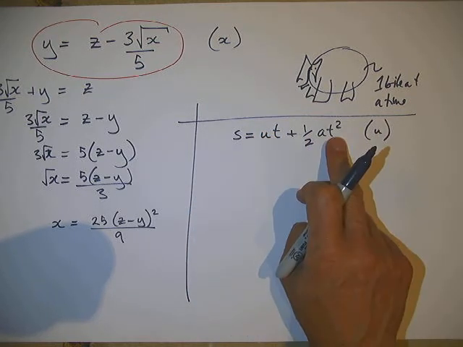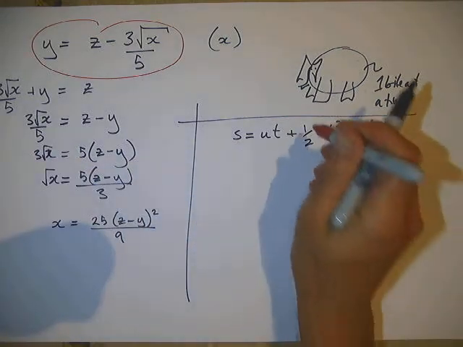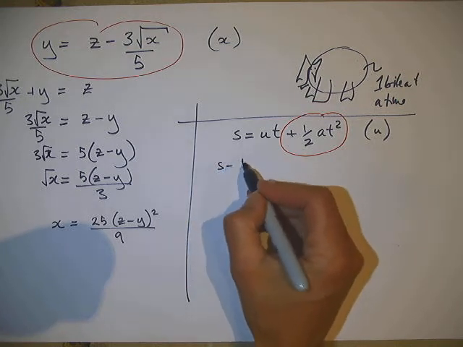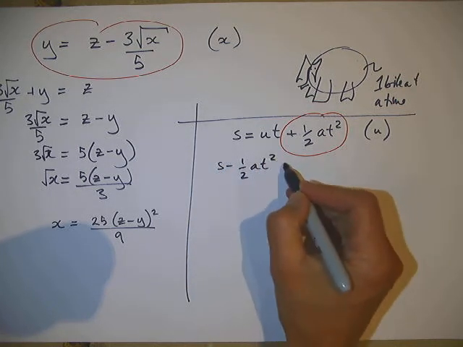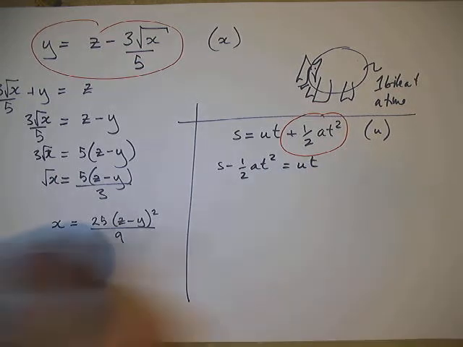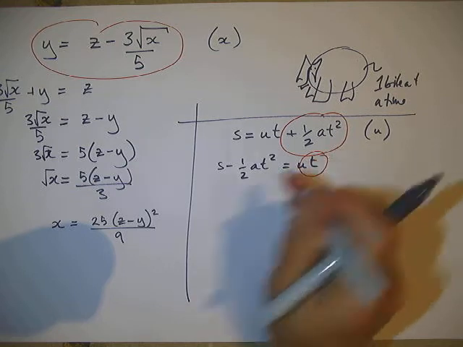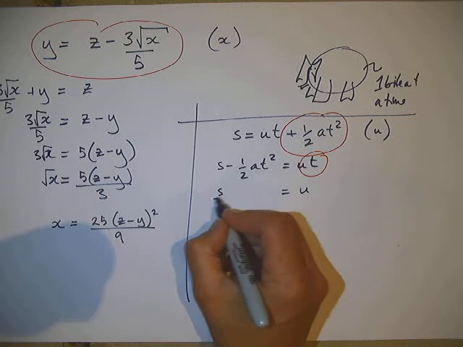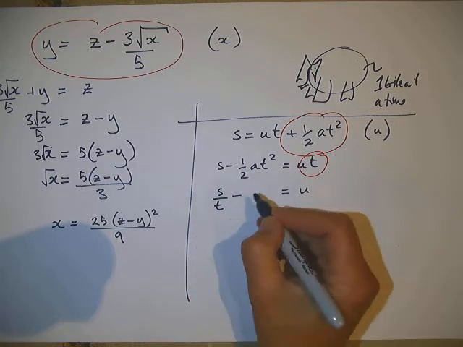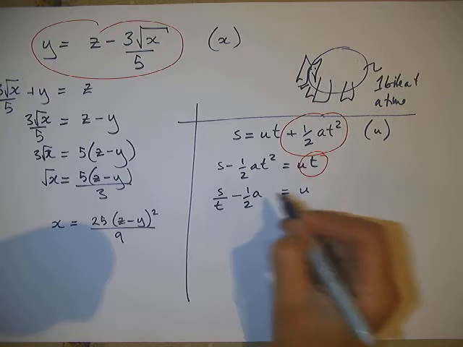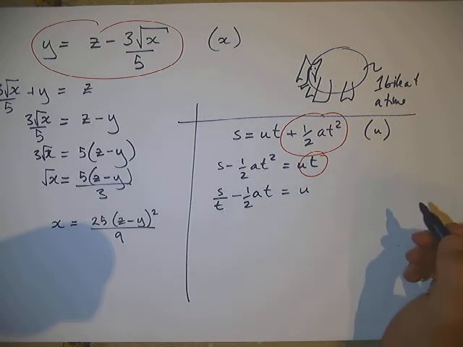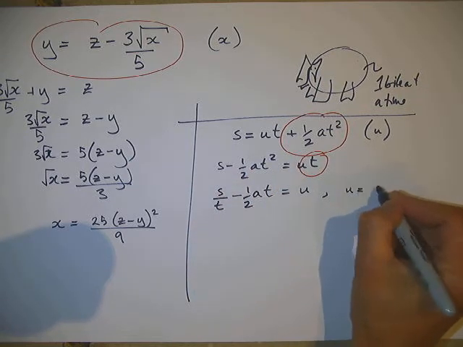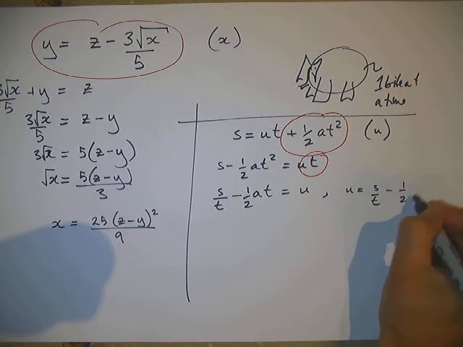Though it looks complicated, this term here, which doesn't contain u, can just be moved in one go. And then I can simply divide by the t. So I could write s divided by t, take half a, and if I divide this by t, I get t. That would be fine as an answer. u is s over t, take half a t.